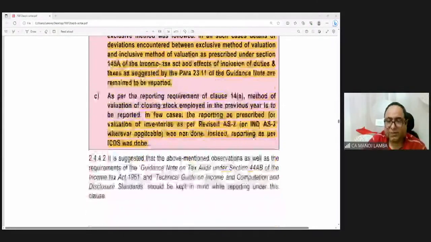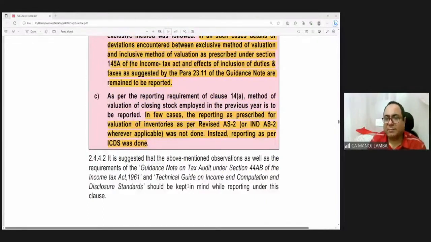Third thing, as per the reporting requirement of clause 14 sub-clause A, the method of valuation of closing stock employed in the previous year is also to be reported. In a few cases, the reporting as prescribed for valuation of inventory as per AS 2 or Ind AS 2, wherever applicable, was not done. Instead, reporting from ICDS was done. Getting my point? In clause 13F, reporting as per ICDS is to be done. But in clause 14, reporting as per AS 2 or Ind AS 2, as the case may be applicable to you, is to be done. So clause 13 and 14 are both different, and the guidance and technical standards for both are different, and that is to be reported accordingly, my dear friends.